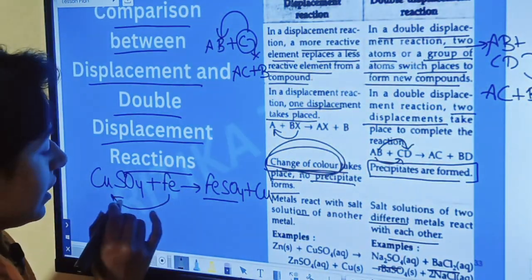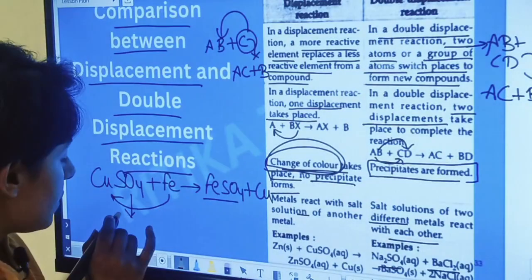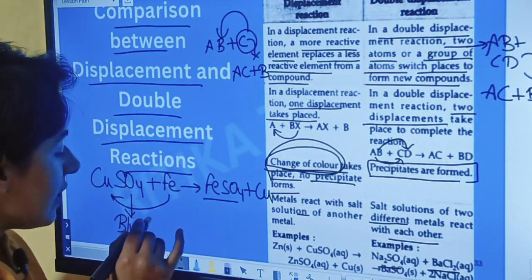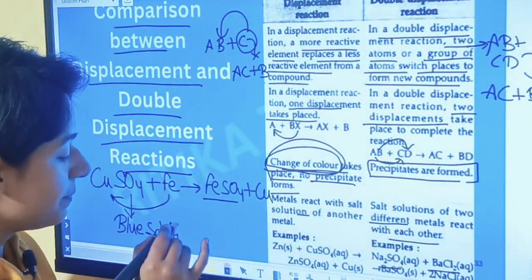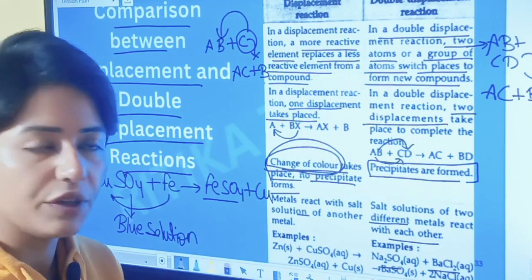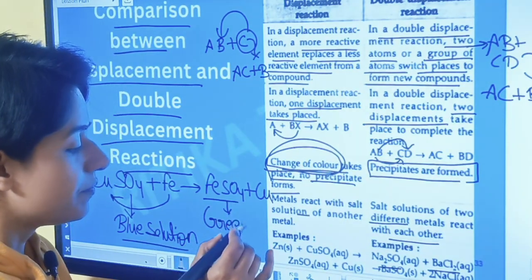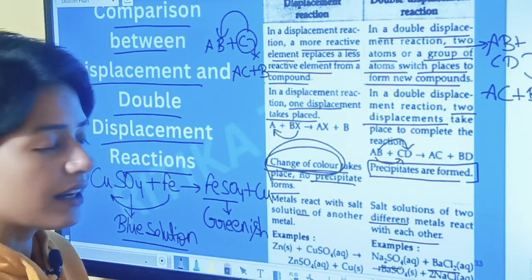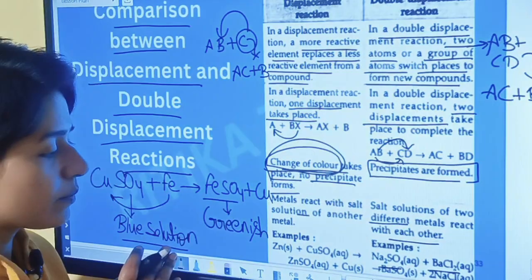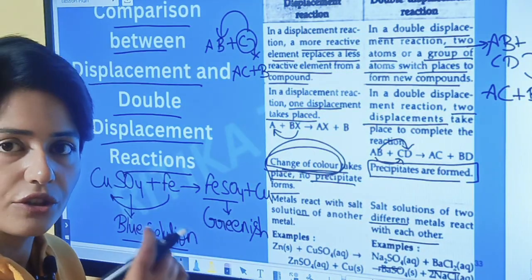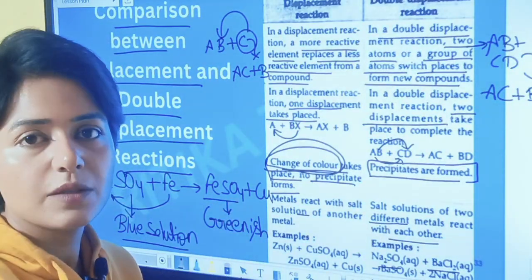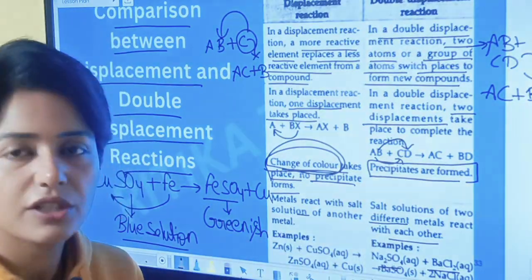So now here the color of this solution is blue. Copper sulfate is a blue solution, also known as blue vitriol. But the color of ferrous sulfate is greenish. So it is a color changing reaction. So in a displacement reaction, the color of the solution gets changed, whereas in a double displacement reaction, precipitate formation occurs.